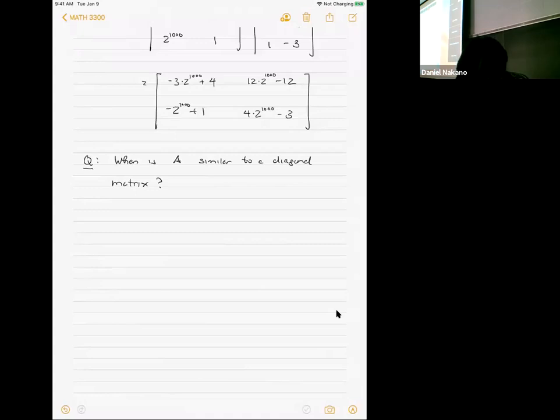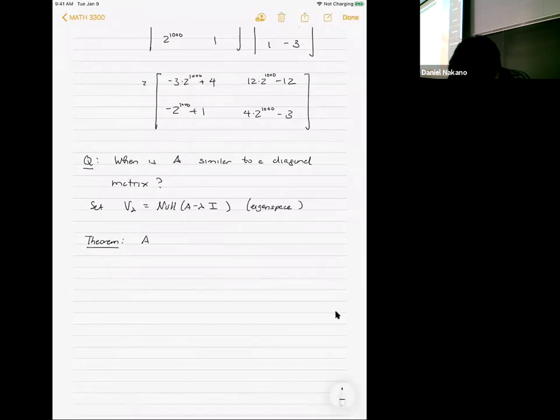All right, so set V lambda equals the null space of A minus lambda. Okay, so that's just a notation. This is called the eigenspace. Okay, so here's the theorem. Let me just state it first. Let me be a little bit more careful.